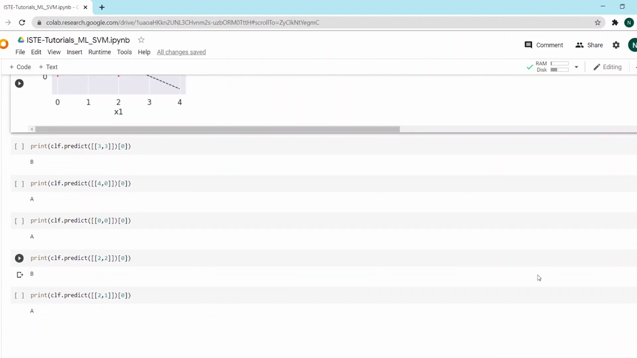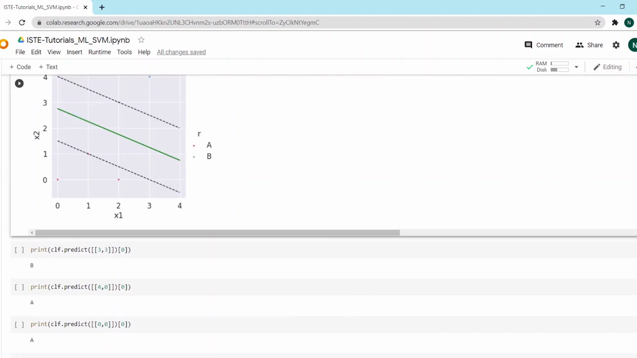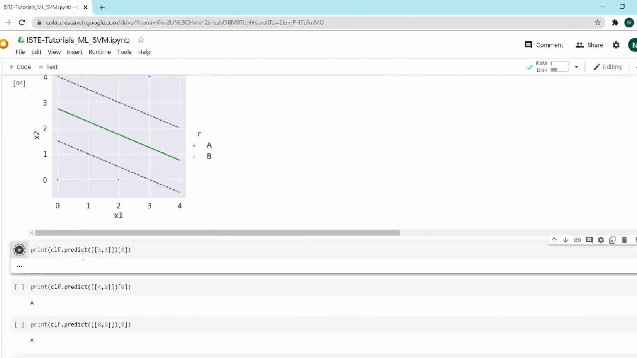So we plotted. Apart from that, if we have trained a model, then we should be able to predict the output based on the data set. So you can see, if it was 3 comma 3, then obviously it would lie here, so it mostly should be class B, right? Let's run this. Print clf dot predict, we use for prediction, and we passed the value 3 comma 0, and we want the output. So we got class B.